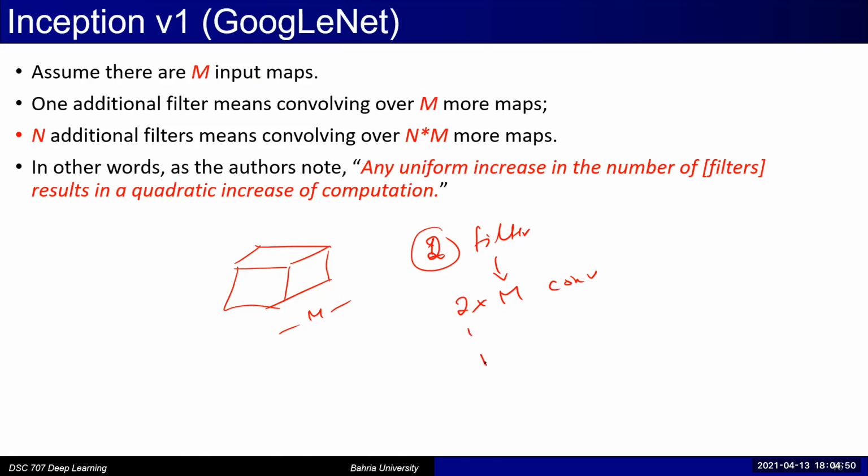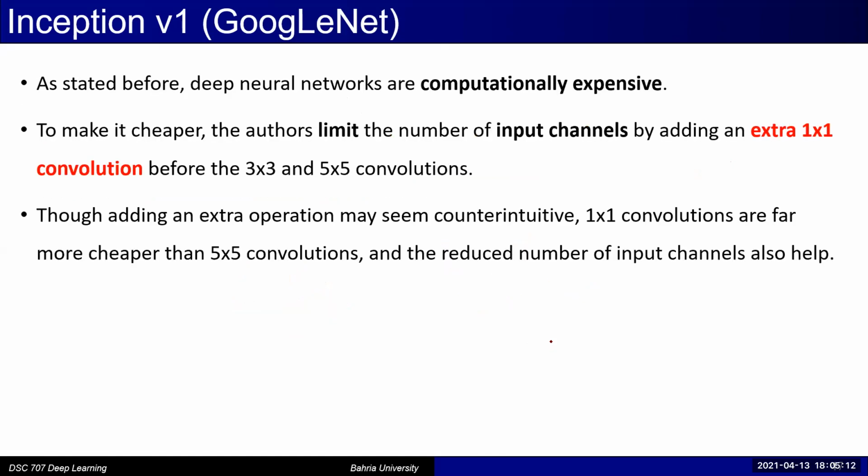And similarly, if there are N filters, it means you are increasing the number of convolutions by N into M times, right? So basically, for a linear increase in the number of filters, there's a quadratic increase in computation, because if you increase one filter, you have to apply it in all the M channels, right? So that's why the increase in the computation is much more. So in order to solve this computational complexity, what we want is multiple filters, which is good, but we don't want too much computational complexity, right? So we want a solution in between.